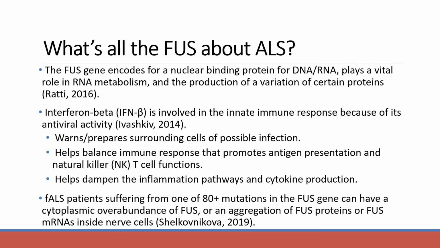Interferon beta is involved in the innate immune response because it's known for its antiviral activity. It helps warn surrounding cells to prepare for a possible infection, or warns them that there is an infection present close by. It also helps balance the immune responses that promote antigen presentation or the functions of natural killer T cells. Interferon beta is also known to help dampen the inflammation pathway and the cytokine production.